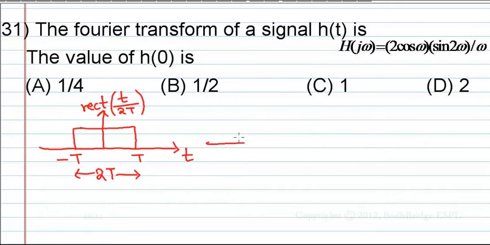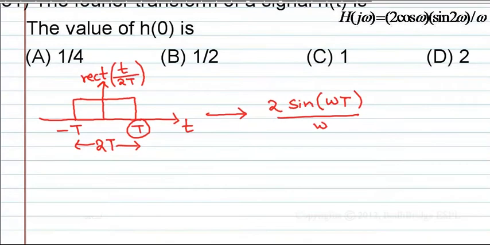This has Fourier transform, always write sin omega into capital T by omega. Whatever is the first thing, that will come here. 2 sin omega into T by omega. This is a standard result you should remember.